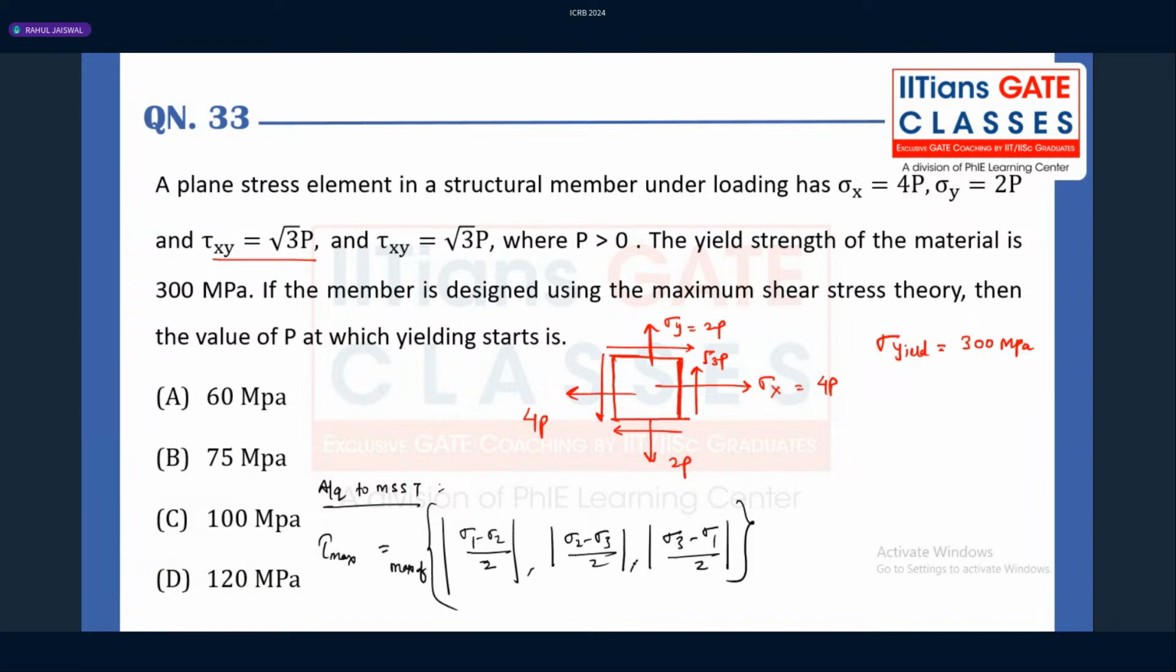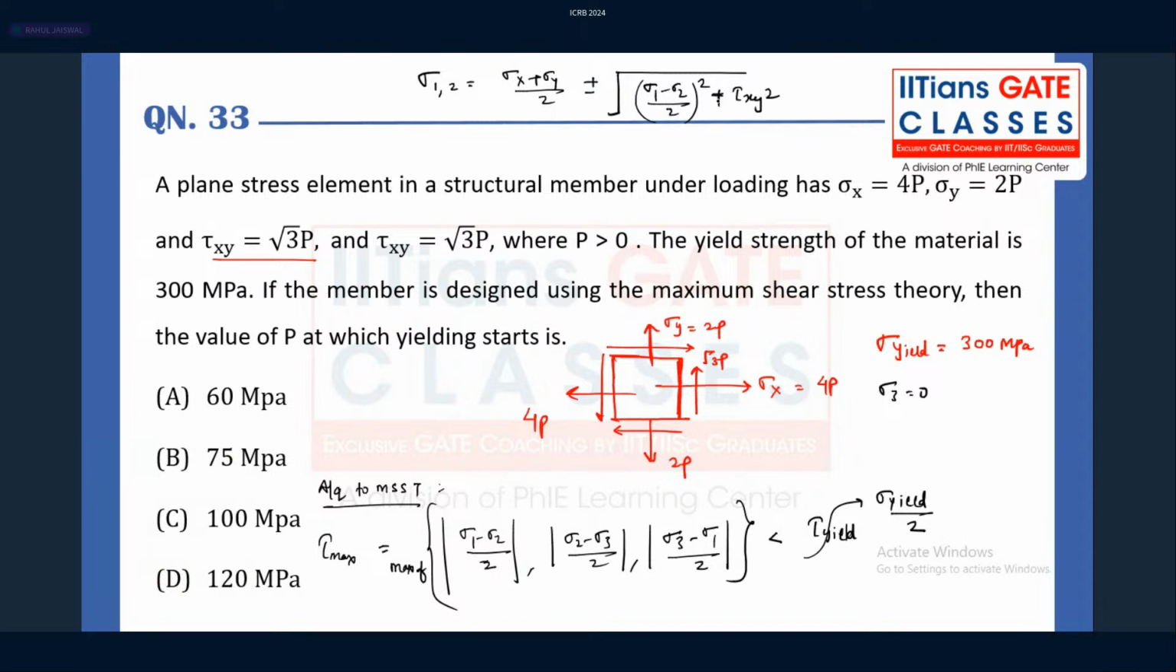This particular value. Now if you try to see, according to MSST, this is the formula. This should be less than tau yield. Now according to MSST, what is the tau yield? We know that it is sigma yield divided by 2. For this biaxial case, sigma 3 will be 0. But what about sigma 1 and sigma 2? Sigma x plus sigma y, what is the sigma x, guys?